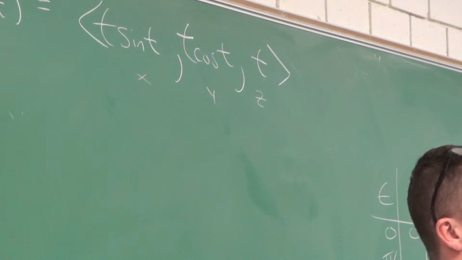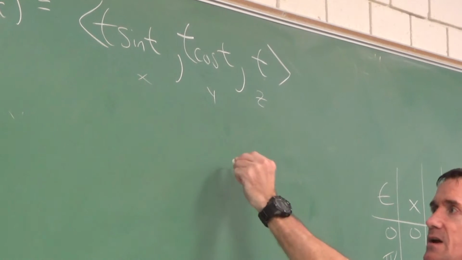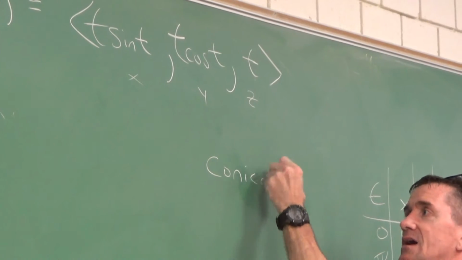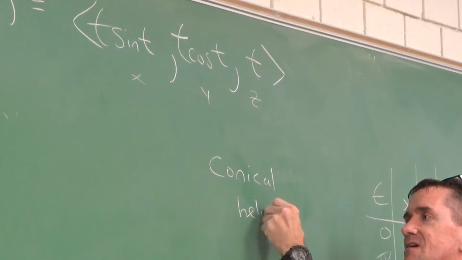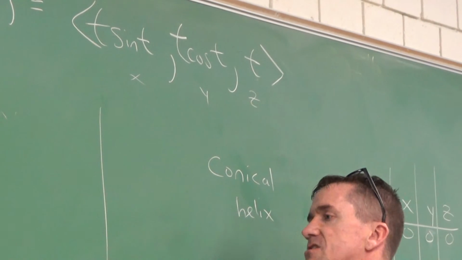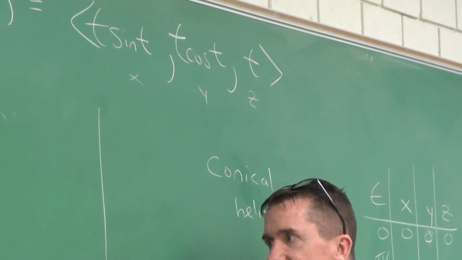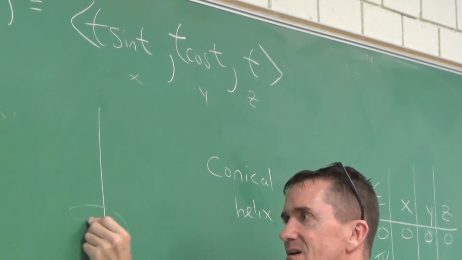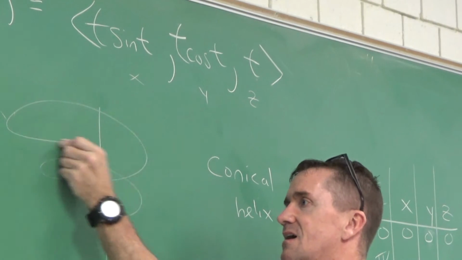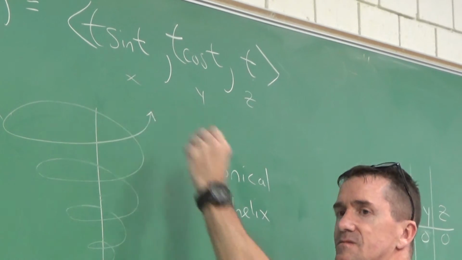So the last one was a circular helix. We can call this a conical helix, right? In our rough sketch, before we look at it with the software, what should it do? It should maybe start out like this, and then the radius gets bigger and bigger and bigger. It's like a conical helix.